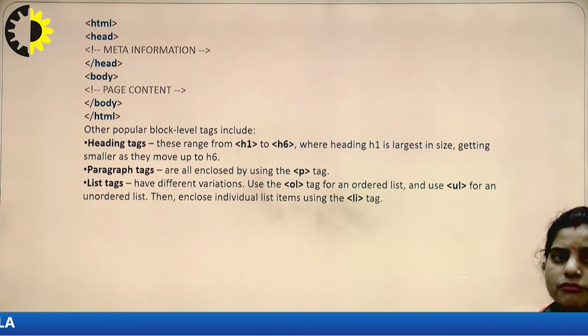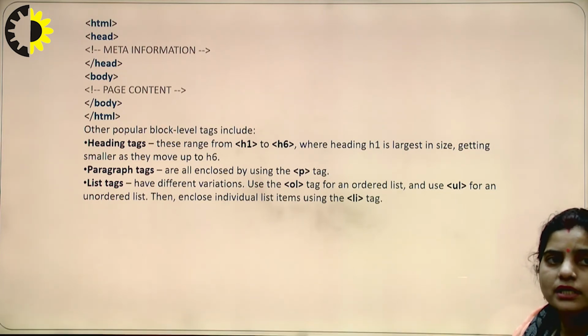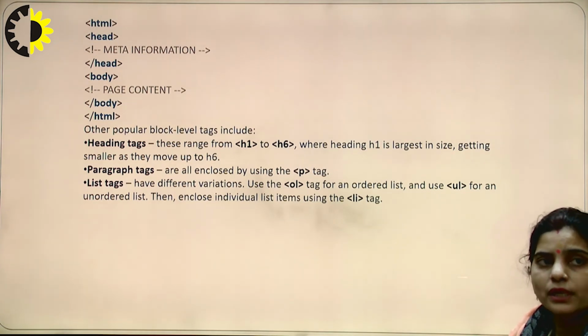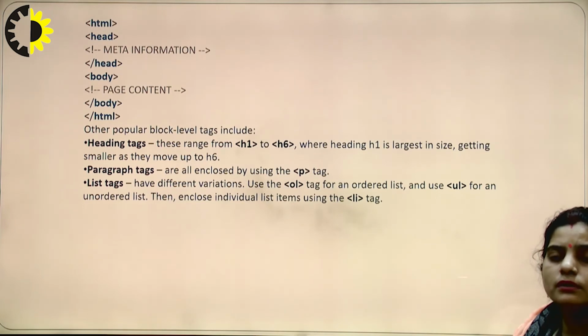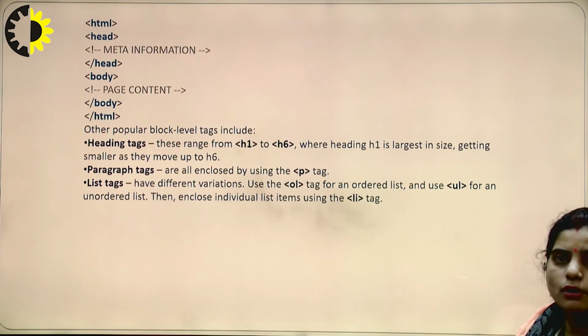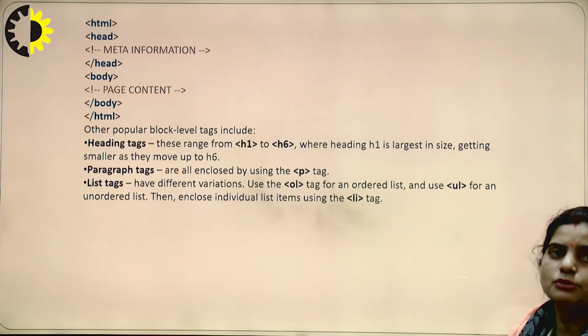Basically these have different variations: the ordered list, which starts with the OL tag; the unordered list, which starts with the UL tag; and also a definition list, which opens with the DL tag. These all include individual list items, which are indicated using the li tag as the basic elements of that list.